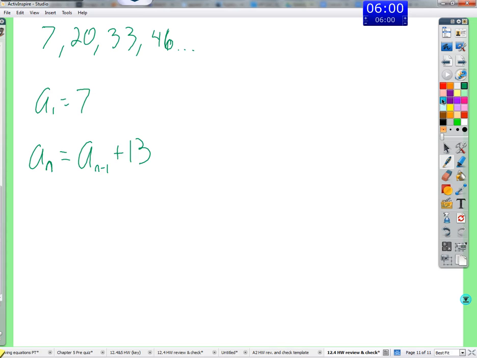All right, I'm going to give you a different kind of sequence. You give this to me not explicitly, but recursively. A sub n minus 1 times 2.